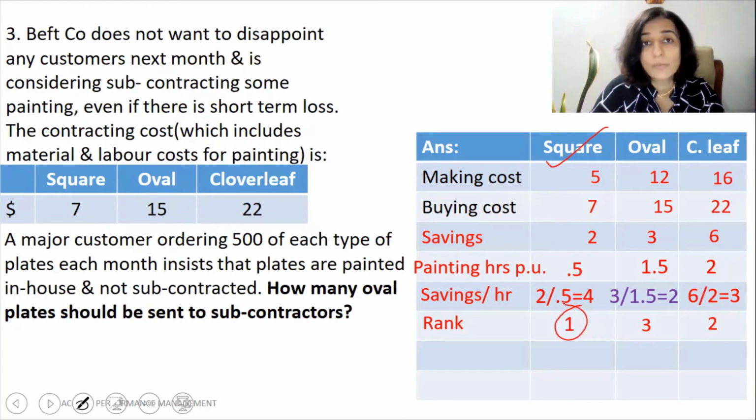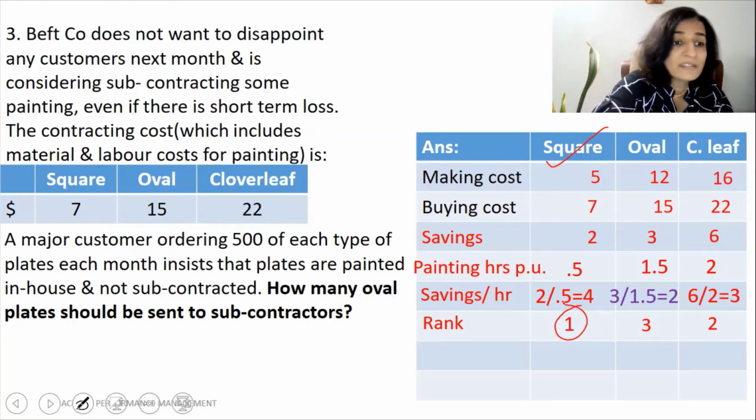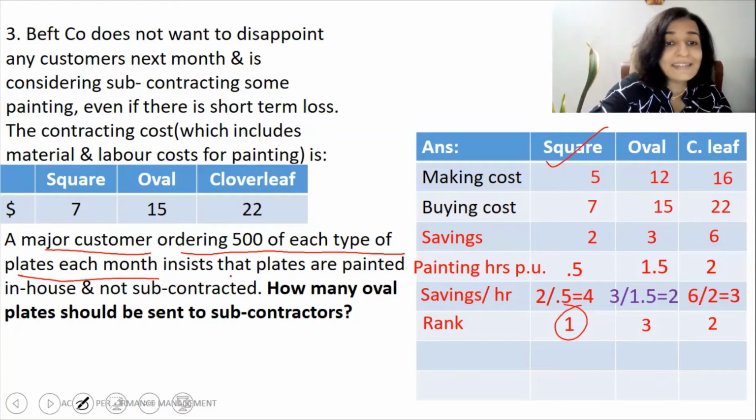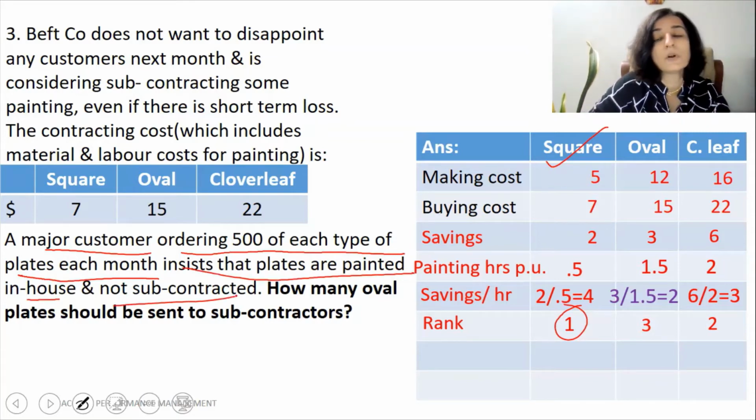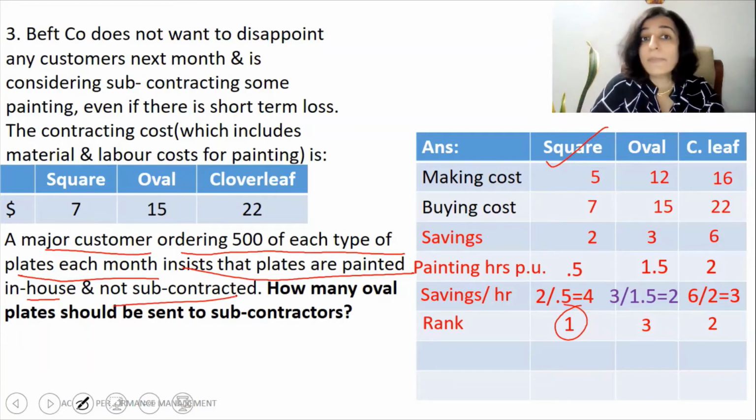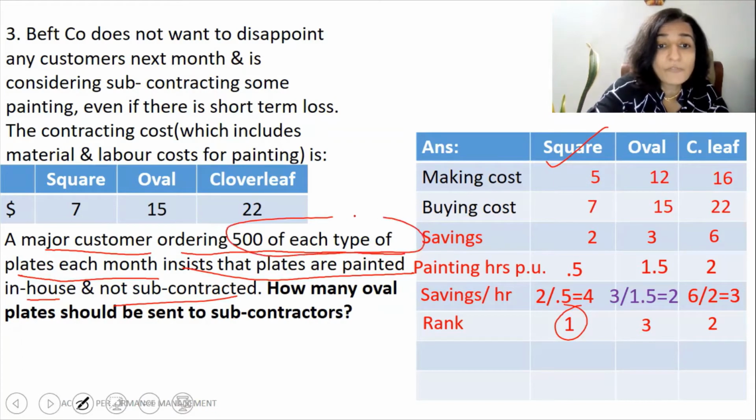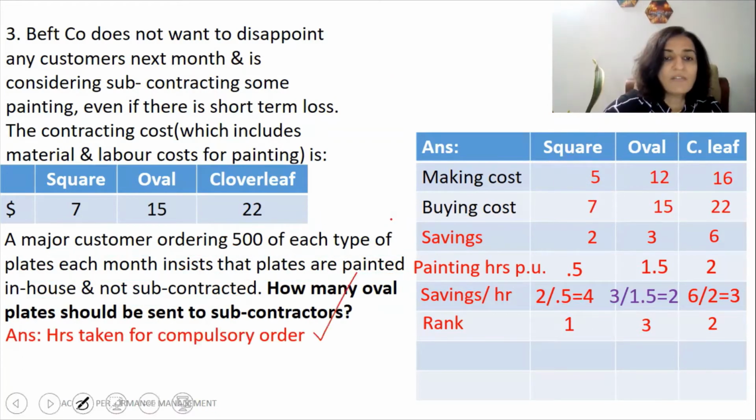But we have got a small problem. What is the small problem? There is a major customer ordering 500 of each type of plate each month, and they insist that the plates are painted in-house and not subcontracted. So we cannot annoy our major customer. First we have to meet their order. That is, we have to paint the plates that are required for the major customer. How many plates are required? 500 of each type.